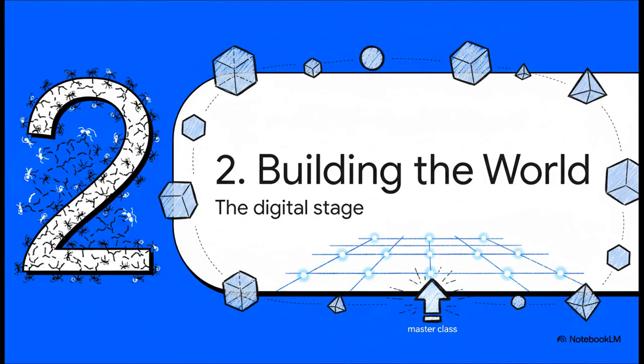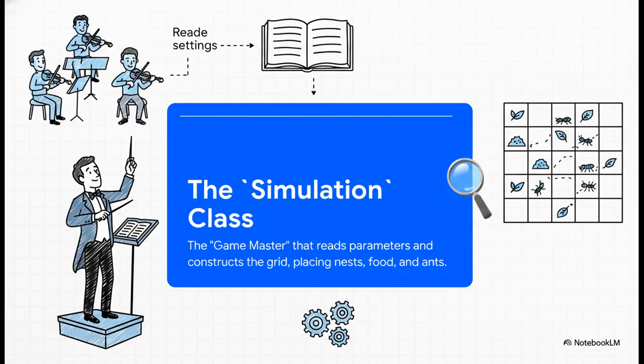Okay, let's dive in. Every simulation needs a world, a stage for the action to happen on. So, how is this one built? Well, it all kicks off with one masterclass. Meet the simulation class. You should really think of this thing as the game master. It's the boss. It reads a list of settings, builds the entire grid, and then places all the starting pieces on the board: the nests, the food, and the very first ants. It's basically the conductor for this whole orchestra.